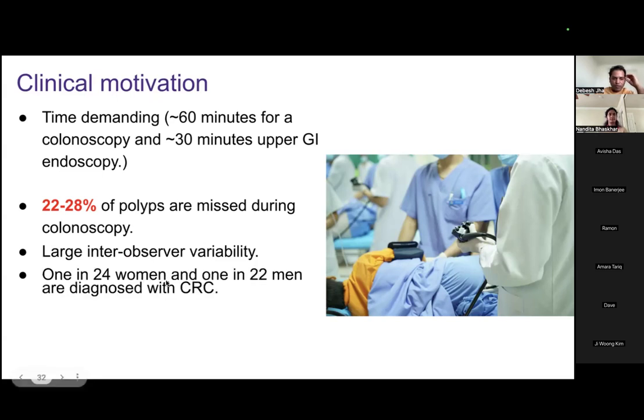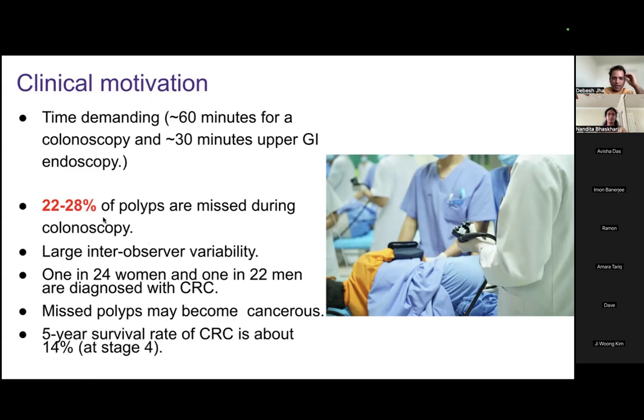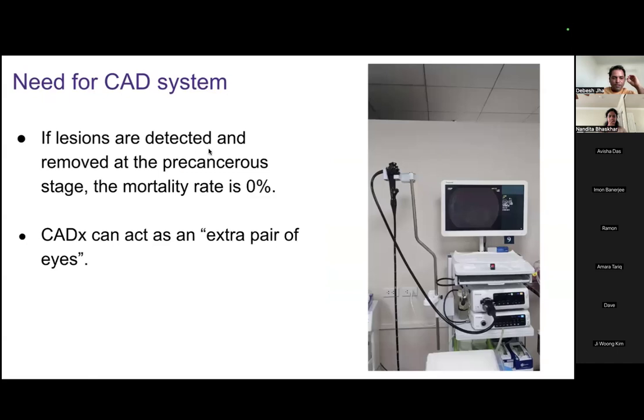One in 24 women and one in 22 men are diagnosed with colorectal cancer, and these missed polyps can convert into cancerous ones, and the survival rate is very low if you find it at the last stage, that is stage 4. However, the good news is that it is completely preventable if you can find it at an early stage. That's where AI can play an important role. If the lesion is detected and removed at the precancerous stage, the mortality is 0. And CADe can act as an extra pair of eyes for the gastroenterologist working in the room.